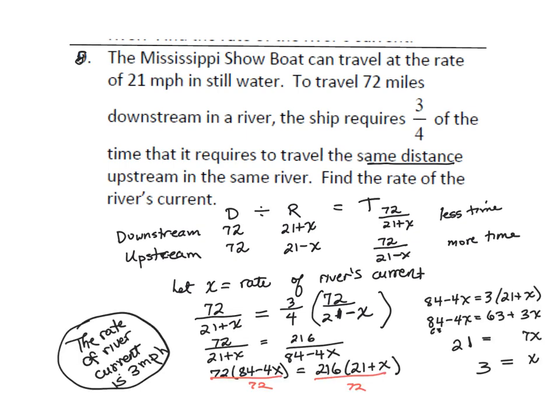But if we did solve, I did this for you very quickly. Well, actually, I paused the video, and then I did it here. And my answer was 3 miles per hour is the river current, just in case you wanted to check. All right, let's look at a few more.